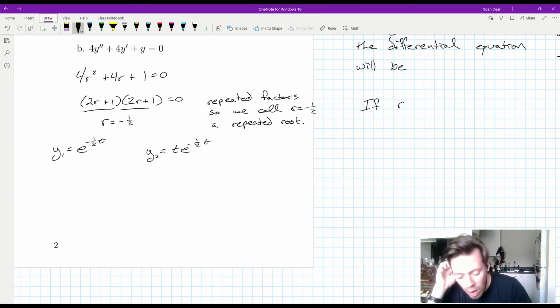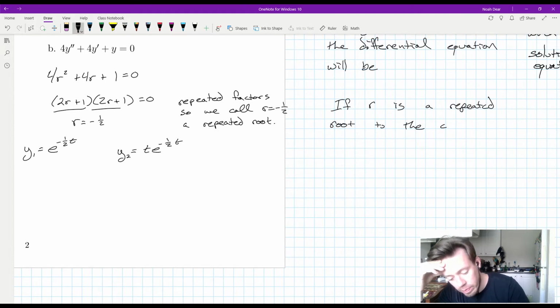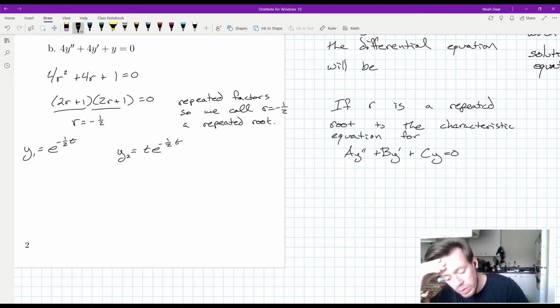So we want to state that specifically, and we'll show that that's always going to work. So if r is a repeated root to the characteristic equation for ay double prime plus by prime plus cy equals 0, then y2 equals t times y1, where y1 is e to the rt.